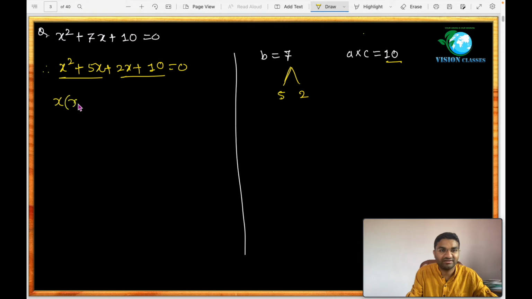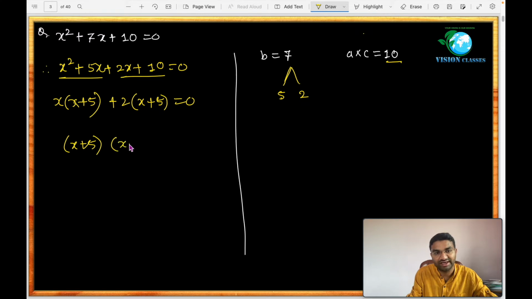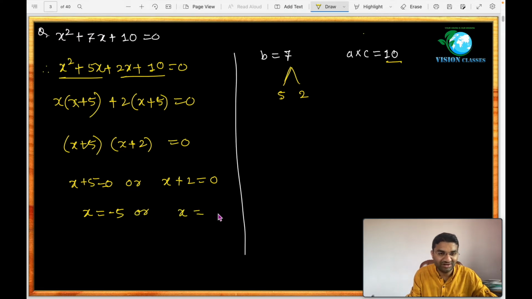So x plus 5 and 2 times x plus 5, again you have a common factor, so from the whole equation you can take out x plus 5 common and you are left with x plus 2 is equal to 0, right? So equate x plus 5 is equal to 0 or x plus 2 is equal to 0, right? So x is equal to minus 5 or x equal to negative 2, getting it? So these are the two factors of the given equation.